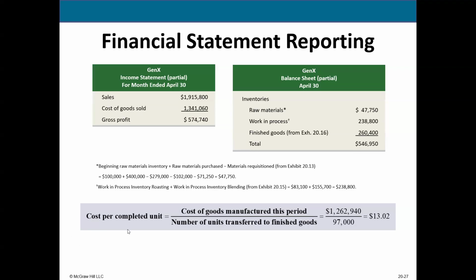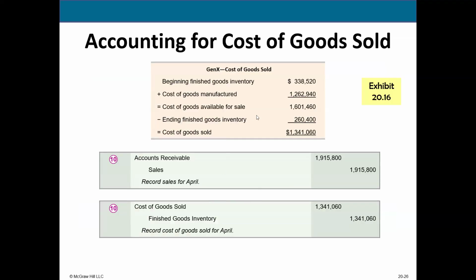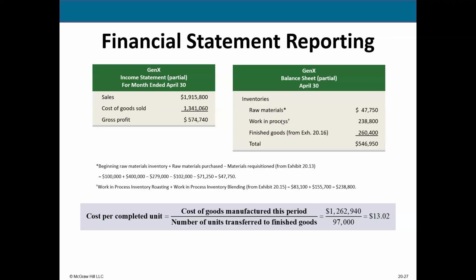In this case, let's see here. Cost of goods manufactured was 1.2 million. We're going to go back just a second. 1.2 million we got from our cost of goods manufactured, and the 97,000, of course, is representative of the difference between the work in process and finished goods inventory from raw materials. And then, of course, it gives us $13.02 for cost per completed unit. You probably won't have to calculate that one too often.